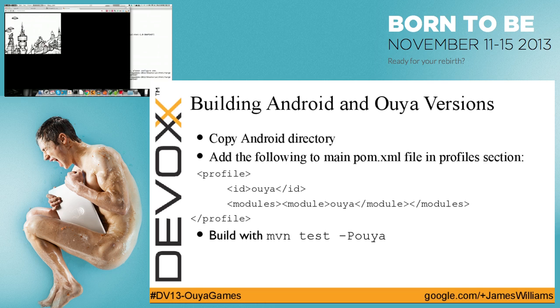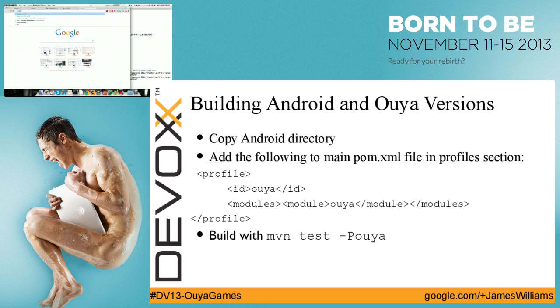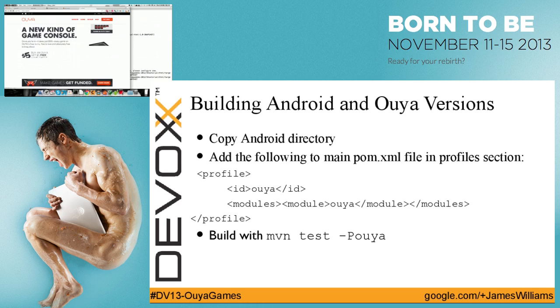Anyone else? Yes. How's the platform doing? How's the platform doing? The Ouya? Yeah. The Ouya has currently like 500 something games published, I think.